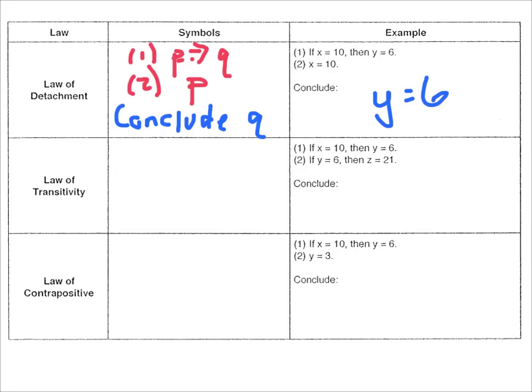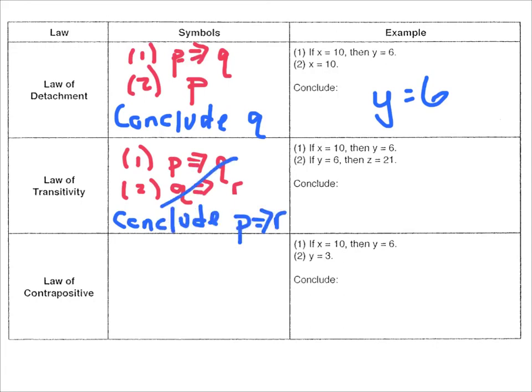Alright? Last one. The law of transitivity. You're going to get an if-then statement. If P, then Q. Next one is going to have to be if Q, then R. I'm going to be consistent. X would work. Okay? Haven, what can you conclude?